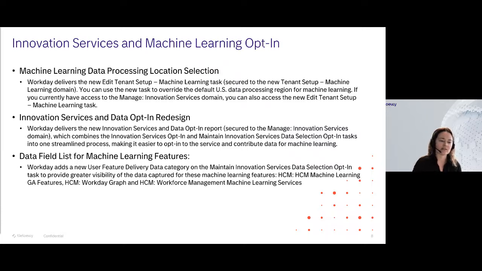If you don't see it, you can check there and set the permissions in that domain. And then for the innovation services and data opt-in redesign, we have had the innovation service opt-in and maintain innovation services selection opt-in tasks, also reports, but now they're streamlining it to one report where you can select the opt-ins you want to enable and not, getting a nice full overview for both sides. And then there are going to be 3 new categories for the data selection opt-in task.